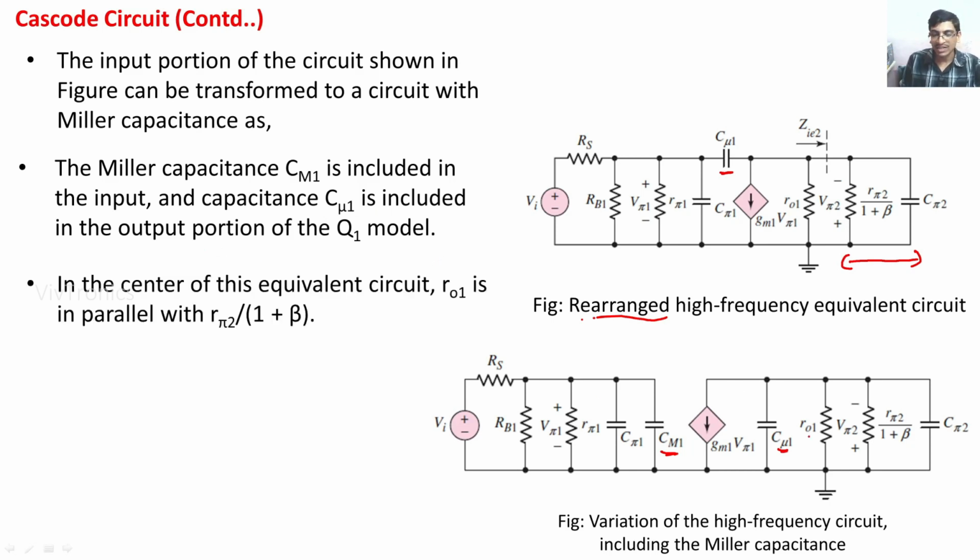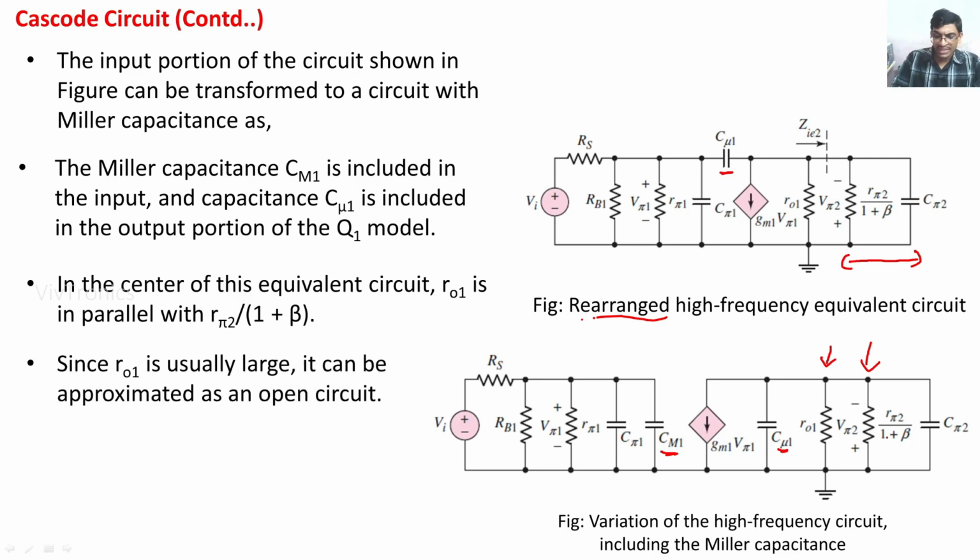In the center of this equivalent circuit, Ro1 is in parallel with Rpi2 divided by 1 plus beta. The value of Ro1 is very large when compared with Rpi2 divided by 1 plus beta, because the input impedance of the CB is very small. When compared with the CB input impedance, the output resistance Ro1 is a large value. Therefore, we can neglect Ro1 from this equivalent circuit. Since Ro1 is usually large, it can be approximated as an open circuit like this.